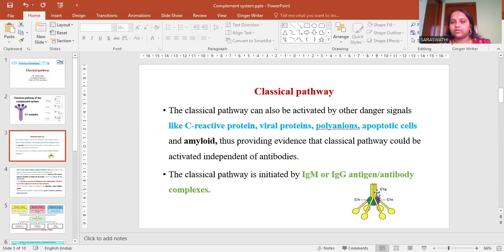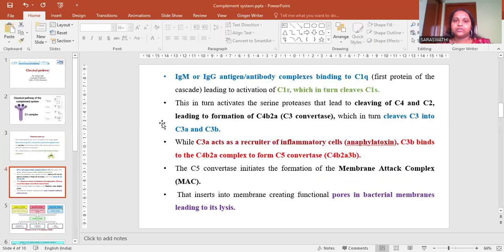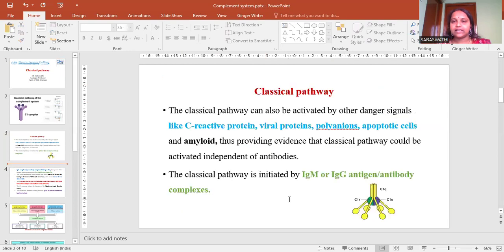The C1q part is bound to the surface of the antigen. Then it triggers a conformational change in the tail part, C1r and C1s, and so it starts activating the classical pathway. As I said, this is triggered by antibodies, either IgG or IgM, in an antigen-antibody complex. They bind to the C1q protein of the C1 complex. Once C1q is activated, it triggers the activation of C1r and C1s.